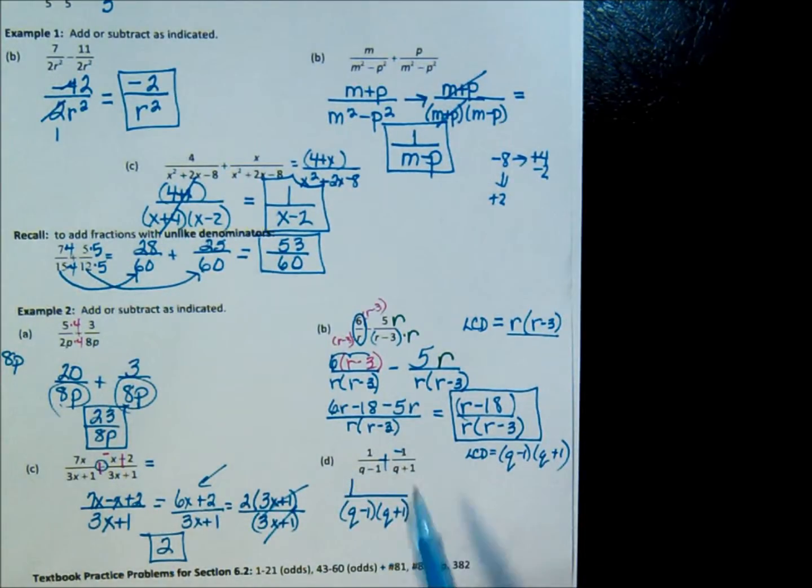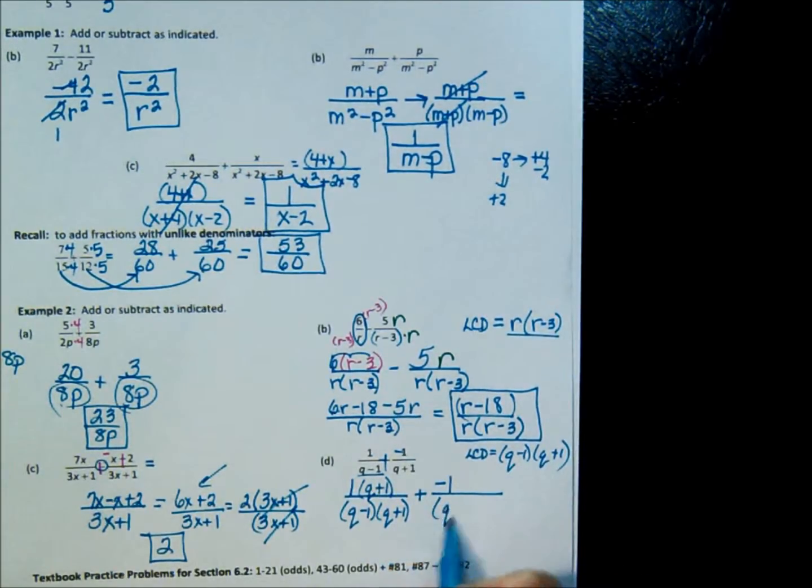Now, how did I get from Q minus 1 to the new LCD? I multiplied by Q plus 1. So I have to do that in the numerator also. I've got a negative 1 up here. Write the new LCD. How do I go from Q plus 1 to the new LCD? I had to multiply by Q minus 1, so I do that in the numerator also.